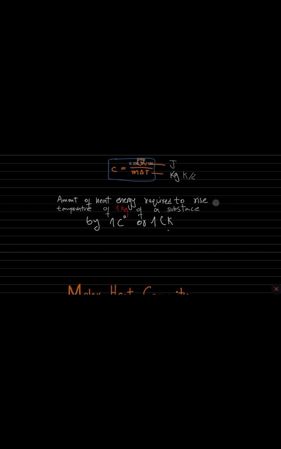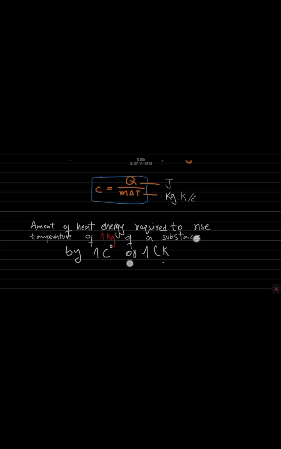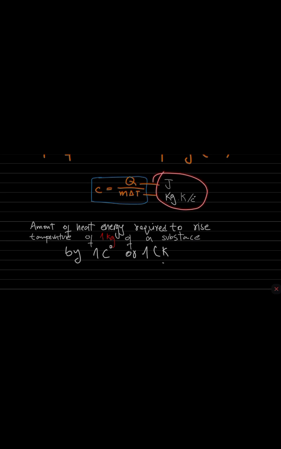Okay, you can write any one of those, nothing is going to be wrong. So simply, if I talk about the unit, it will be joule per kilogram per degree Celsius. Okay, joule per kilogram degree Celsius.